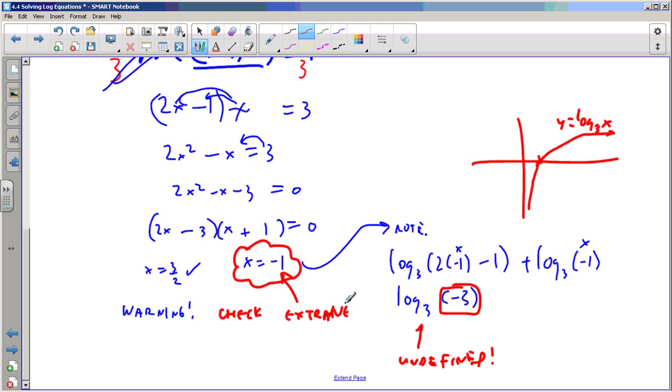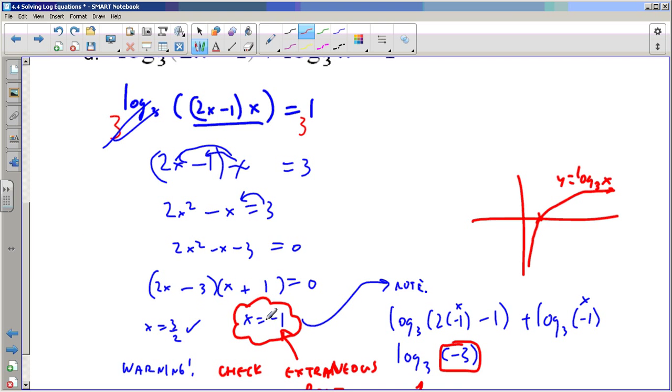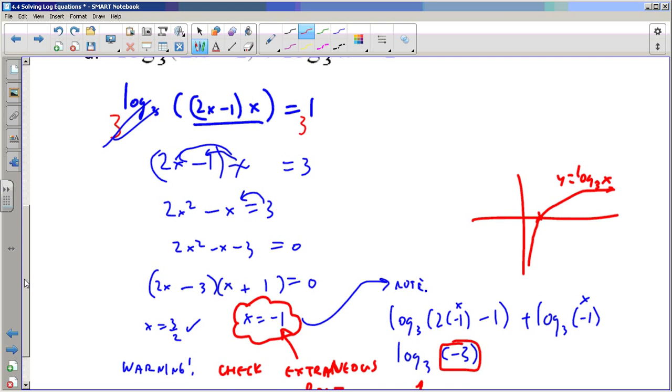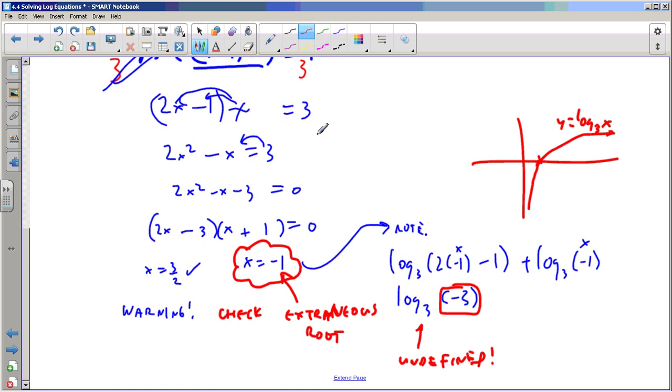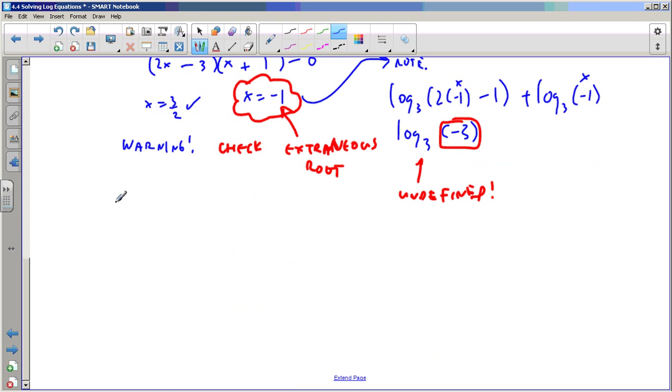Extraneous, I want to spell that right, extraneous root. I have to check and see if the solutions I get work in the original equation. This one doesn't work. So what is my conclusion overall is the only solution is x equals 3/2. Will this always work and I can always discard the negative? No, you need to substitute back and actually check both of your solutions.